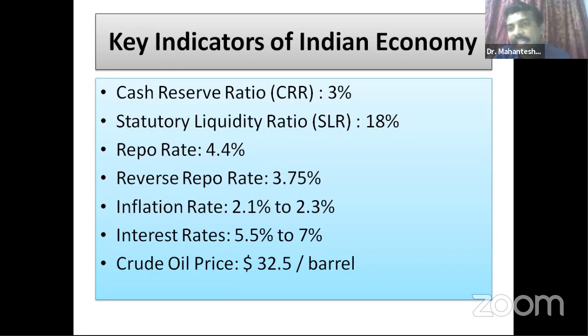When borrowing decreases, what happens? Spending decreases, purchasing power decreases. When spending decreases, the demand for goods, commodities and services will come down. The demand for goods and services will come down. When it comes down, the price for those products will come down. When the price comes down, inflation comes down. This is a chain reaction.